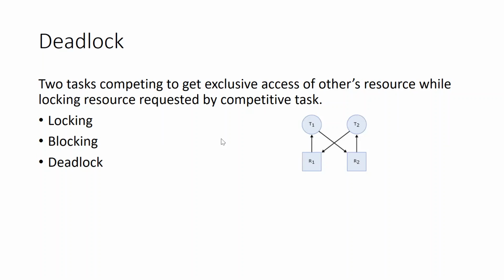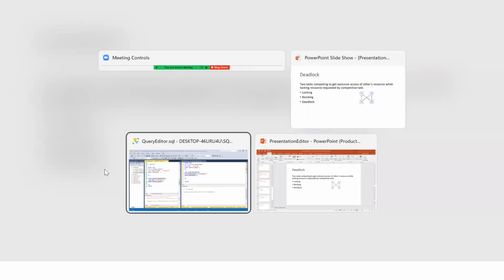In order to understand deadlock better, it's important to distinguish between locking, blocking, and deadlock. Locking is when one particular task acquires a lock on a resource, while blocking is when T1 has acquired the lock of R1 and T2 is trying to access R1. That situation is known as blocking. But if both these tasks are each waiting on the resource held by the other, then that is known as deadlock. We'll look at a demo to better understand the deadlock.